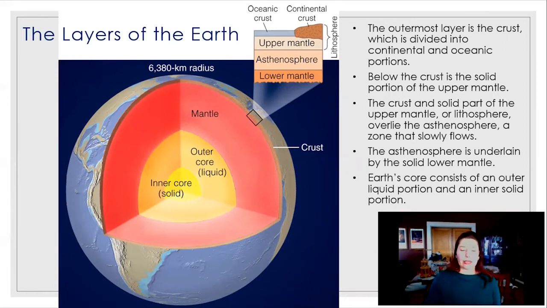The mantle, which makes up the majority of Earth's volume, encompasses the region between these two layers and contains a mixture of many, many elements. So we want to know a little bit about the layers of the Earth here. So inner core, outer core, mantle, and then the crust.